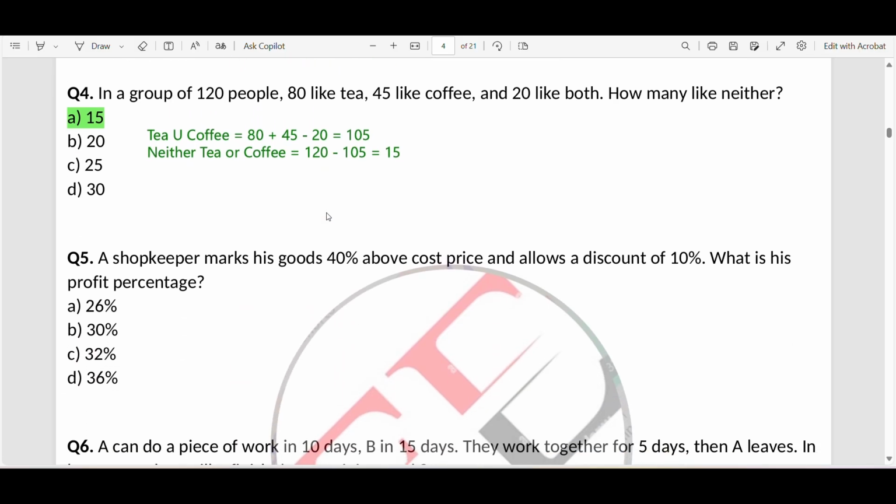And the next question we are having: in a group of 120 people, 80 like tea, 45 like coffee, and 20 like both. How many like neither?